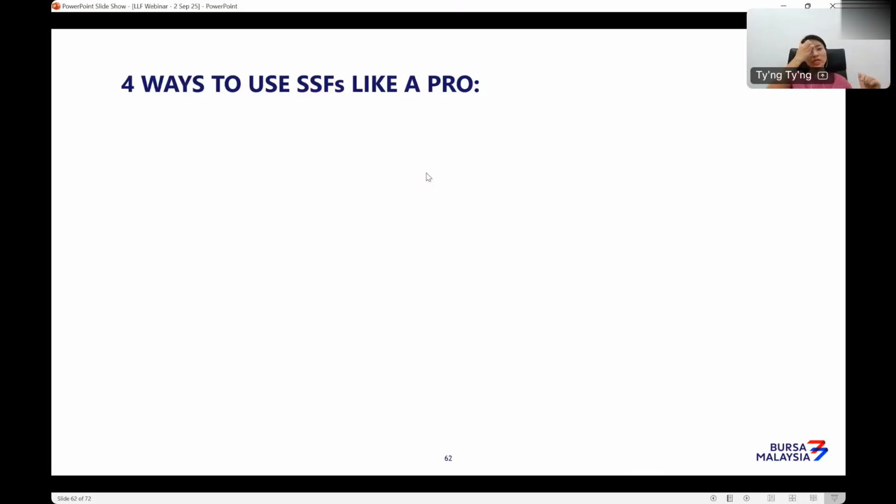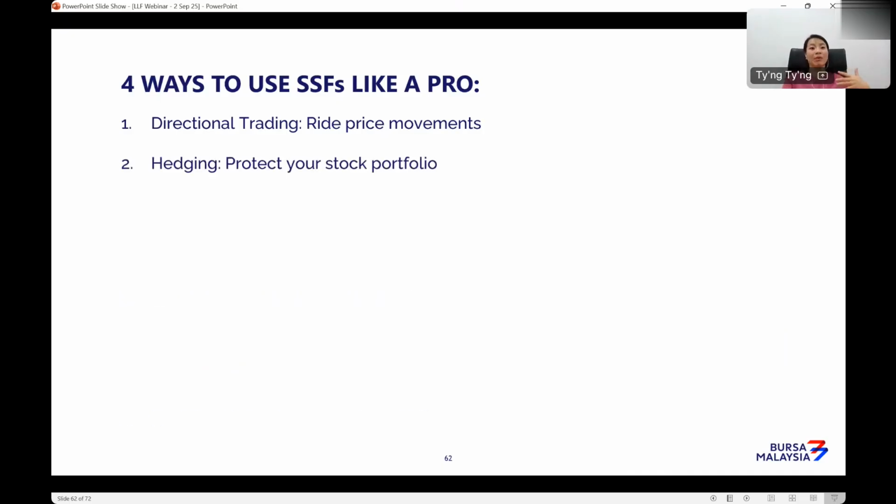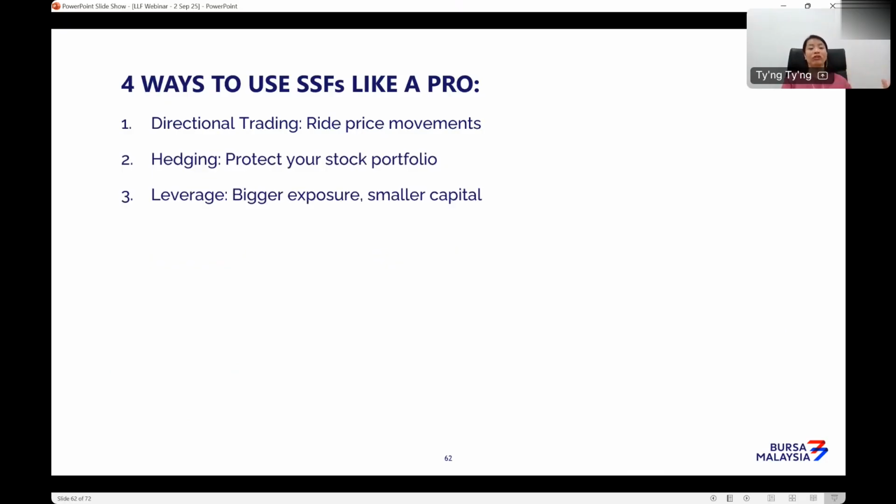Now, four ways to use SSF like a pro, just a summary of these four ways. First is directional trading, like I just mentioned. Then hedging to protect your stock portfolio. Leverage, where you magnify your profit and also losses. And the last one will be event-driven.